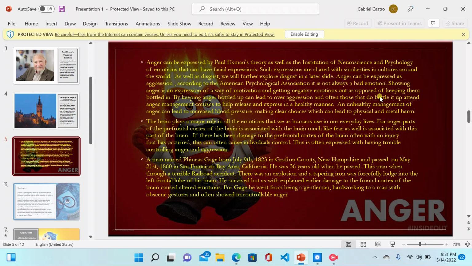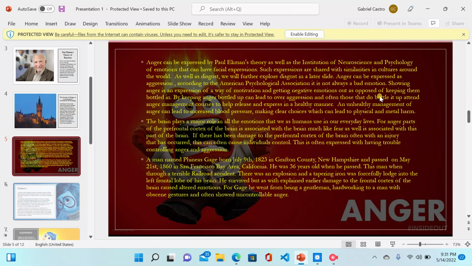So to start off, here's the first emotion, anger. Anger can be expressed, by Paul Ekman's theory as well as the Institution of Neuroscience and Psychology, with facial expressions that we can all have, and such expressions are shared with similarities in cultures around the world. But we will further explore and discuss that in a later slide.